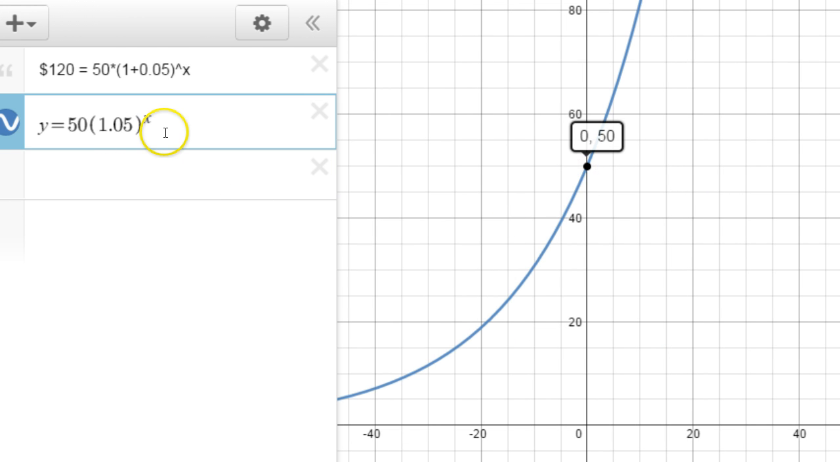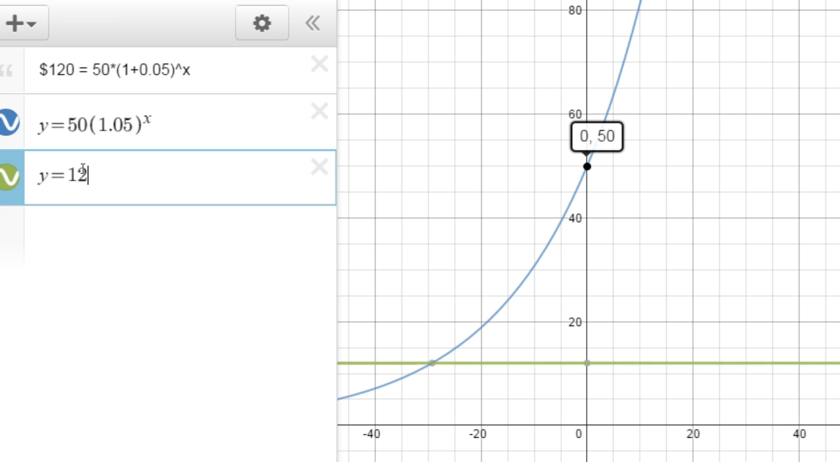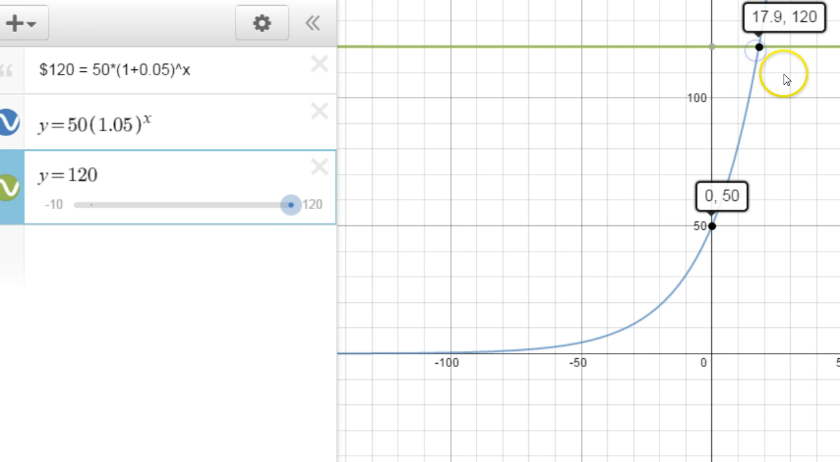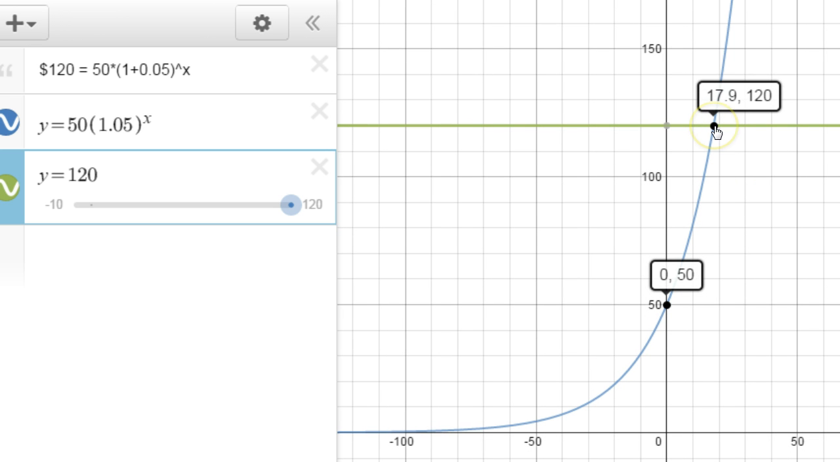Okay. All right. And let's say that this was gaining interest yearly, that type of thing. Okay. So what I would also do is graph 120 at the same time, just to see where they cross. And I can actually tell you that after 17.9 years, that bank account will turn into $120 with 5% interest. That's a heck of a long time just to work with this stuff.